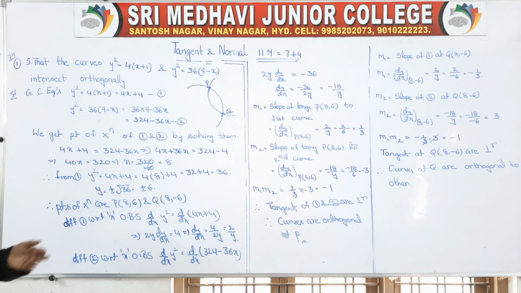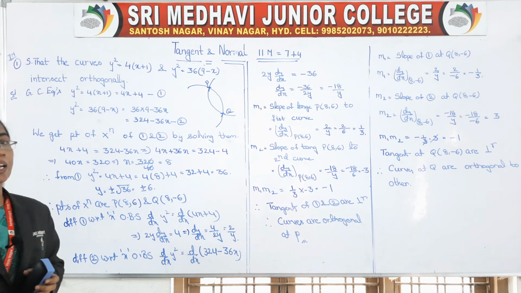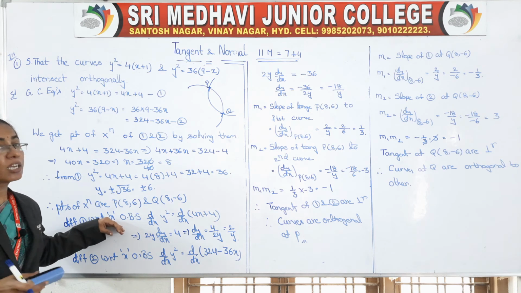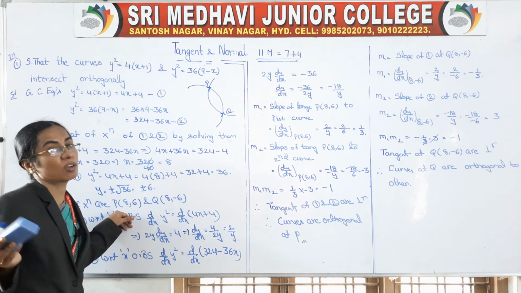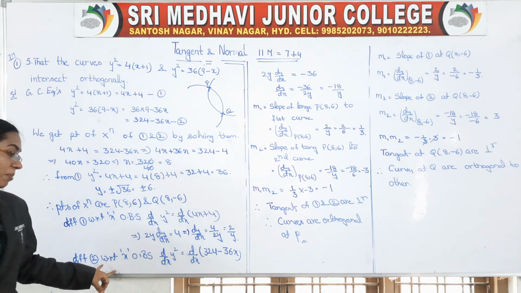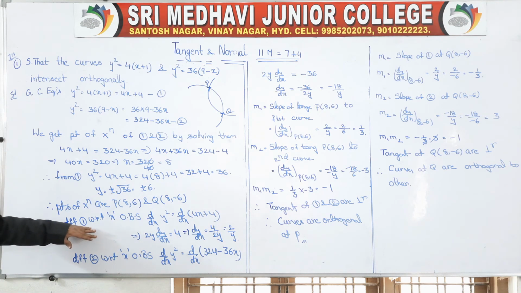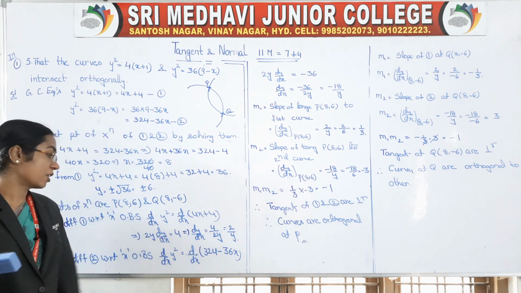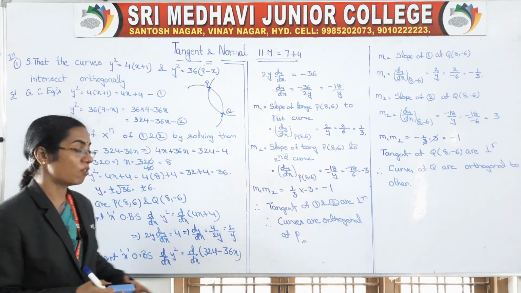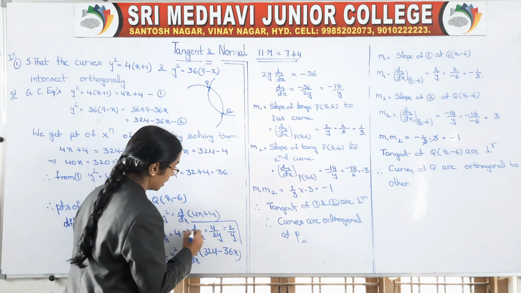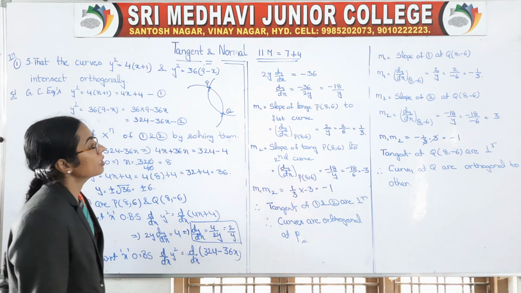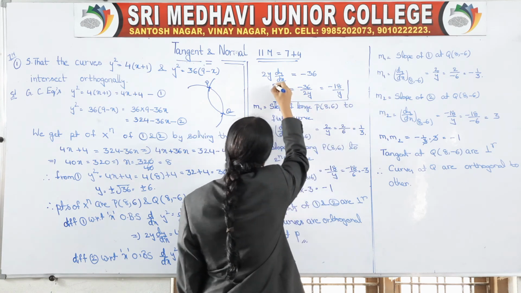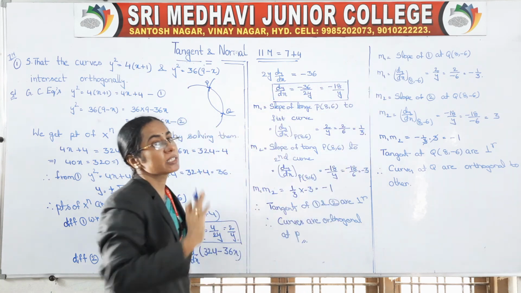Okay, so we have to check whether these curves are orthogonal at P as well as at Q. For that we need the dy by dx of the first curve, similarly dy by dx of the second curve. That's why, differentiating with respect to x, the first curve's dy by dx value is 2 by y, and this is the second curve's dy by dx value.